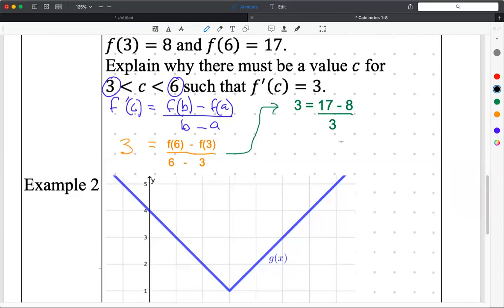17 minus 8 is 9. So now I'm left with, coming back to the text tool, 3 is equal to 9, and on the bottom I have divided by 3 still. And we can clearly see that 3 is equal to 3. We've proven it.